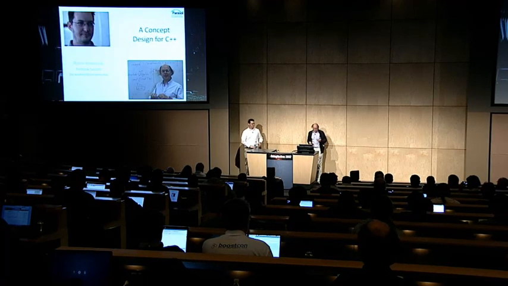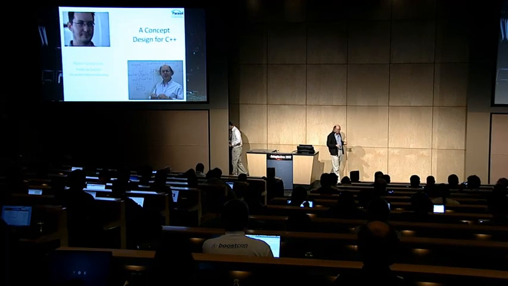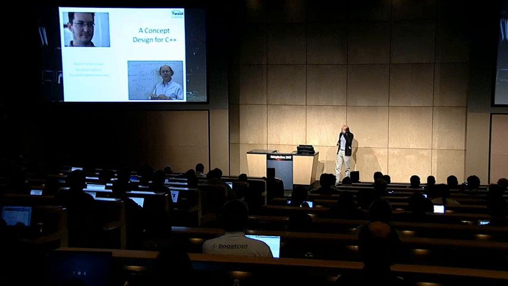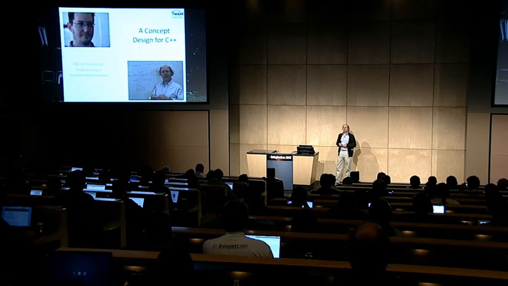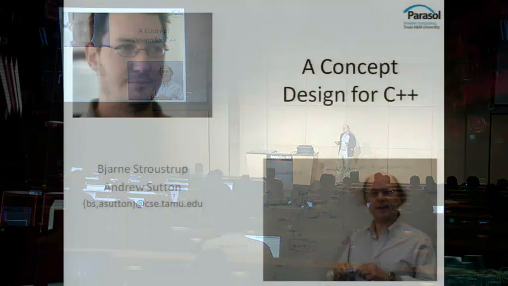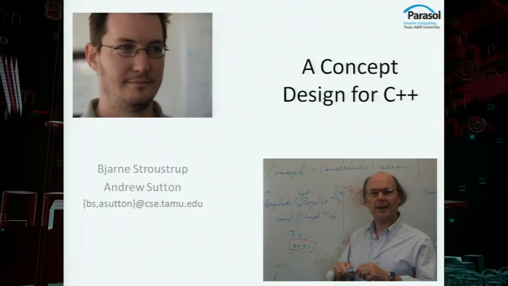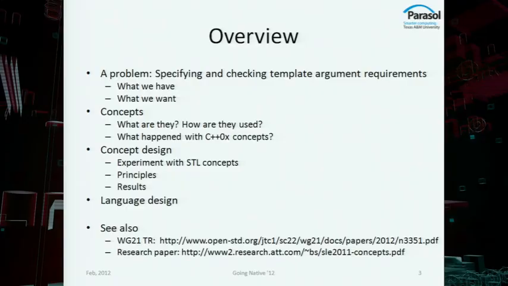Okay, I'm going to start. And halfway through, Andrew is going to take over. And then we'll both take questions afterwards. Basically, concept is a mechanism that we were trying to get into C++ so that we would get constraint templates. Basically, so that we would know what a template expected of its arguments. And we're going to talk a little bit about that.